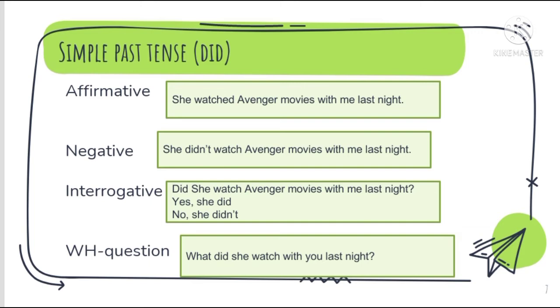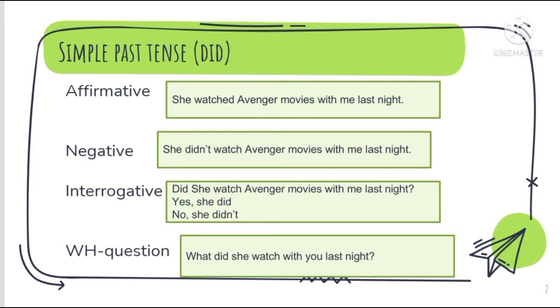And then for negative, interrogative, WH question itu ada kata did ya. Oke, itu menandakan kalau dia simple past tense. Kalau di simple present using do and does, simple past tense using did. Look at the negative sentence. She didn't watch Avenger movies with me last night. Okay, didn't watch. Watch-nya back again to the base verb.